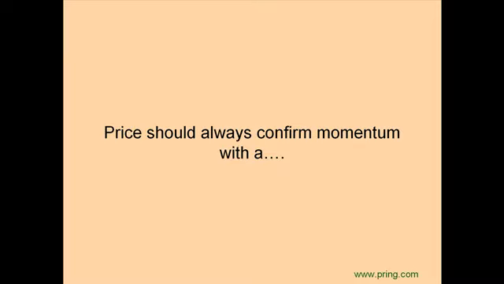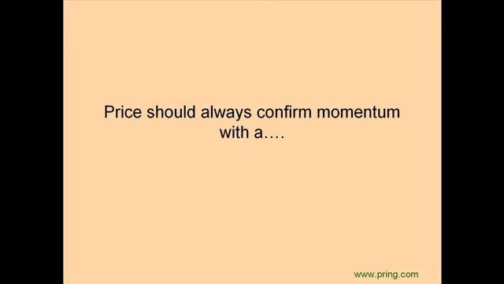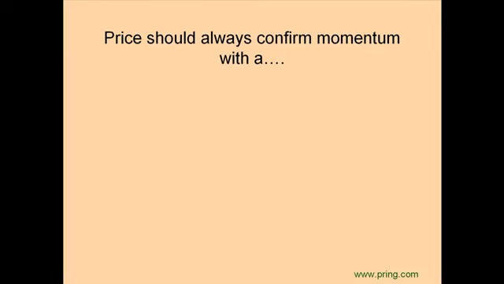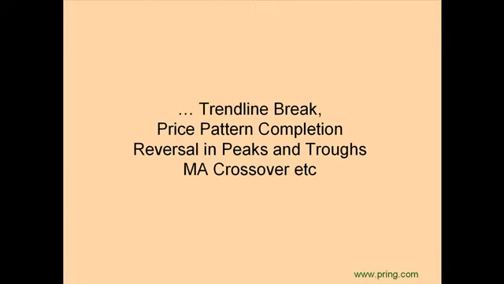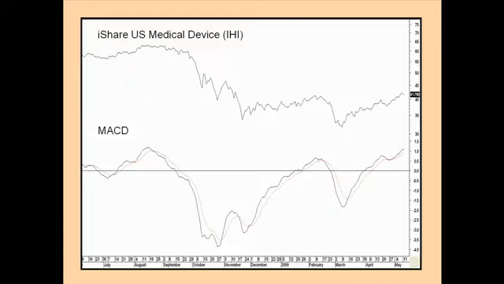Now, of course, these are only momentum buy and sell signals, and since we cannot buy and sell momentum, it's always important to make sure that the price confirms with a trend break of its own. That could be a trend line break, a price pattern completion, a reversal in peak trough progression, or a moving average crossover. Let's take a look at that point in greater detail.